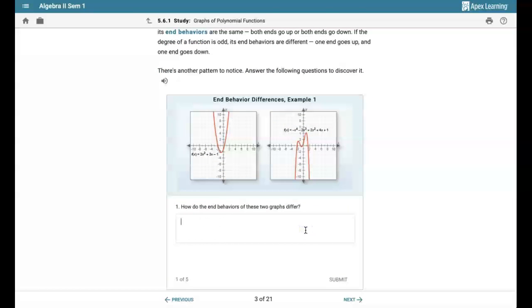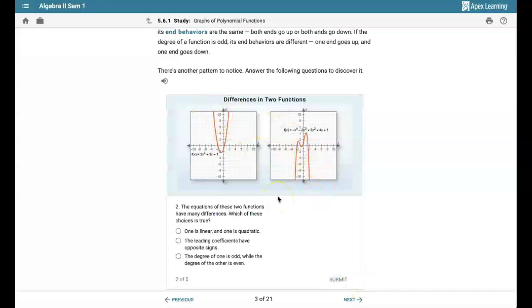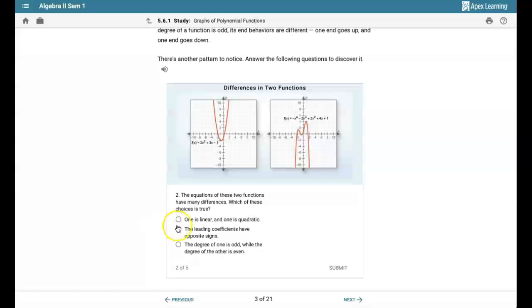So how do the end behaviors of these two graphs differ? These are both going in the same direction, whether it's up or down. The equations of these two functions have many differences, but which of the following is true? What's true is that the leading coefficients have opposite signs. If you look here, this is positive 2x squared, this is negative x to the fourth. Both of them have even degrees, but what's different between them is the leading coefficient.